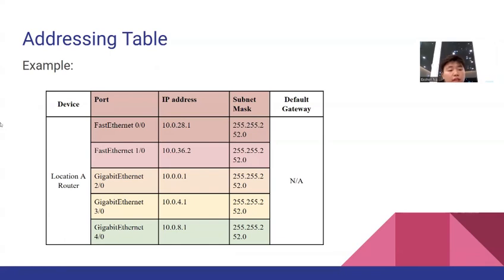This is our example of an addressing table for the location A router, which includes port, IP address, subnet mask, and default gateway. Our ports are Fast Ethernet and Gigabit Ethernet, and these are our calculated IP addresses and subnet masks. We use Fast Ethernet because it is cheaper, and we use Gigabit Ethernet because it is faster.